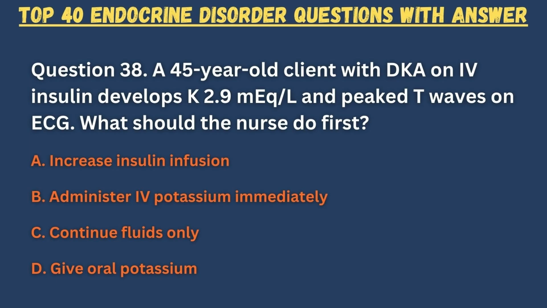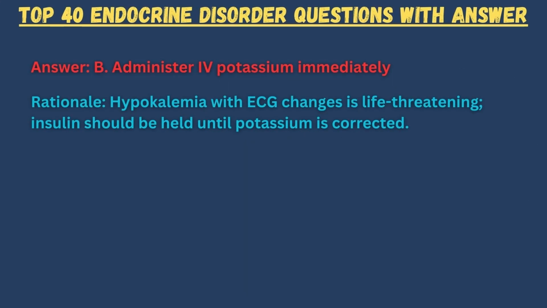Question 38. A 45-year-old client with DKA on IV insulin develops potassium 2.9 milliequivalent per liter and peaked T waves on ECG. What should the nurse do first? A. Increase insulin infusion. B. Administer IV potassium immediately. C. Continue fluids only. D. Give oral potassium. Answer. B. Administer IV potassium immediately. Rationale. Hypokalemia with ECG changes is life-threatening. Insulin should be held until potassium is corrected.